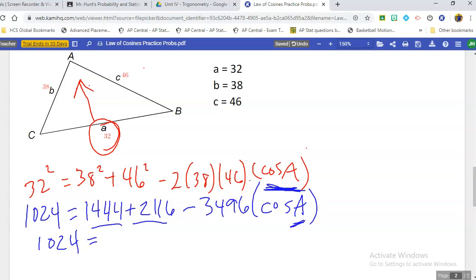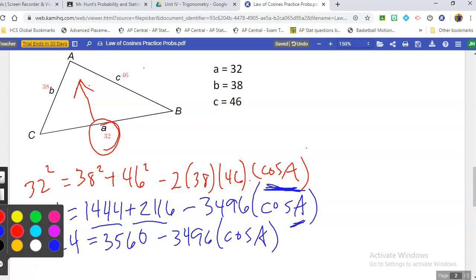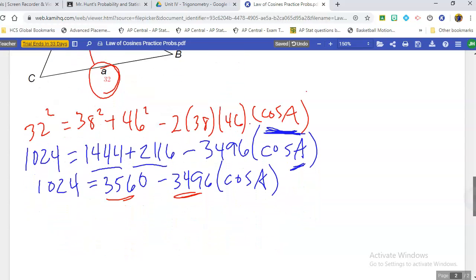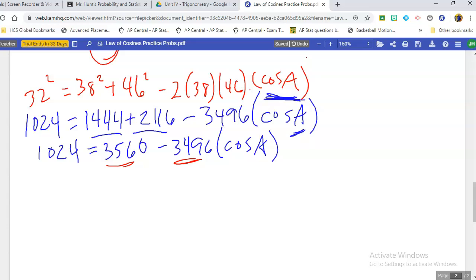1444 plus 2116 would be 3560 minus 3496 times cosine of A. Now this is where you have to be really careful as you look at this. You're going to look at these two numbers and think, I should probably just subtract those numbers. They're almost the same number, very close to one another, pretty much set up just to subtract. So unfortunately, that is not what you should be doing.